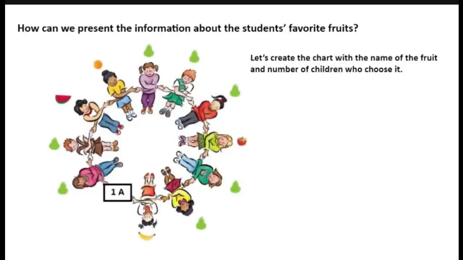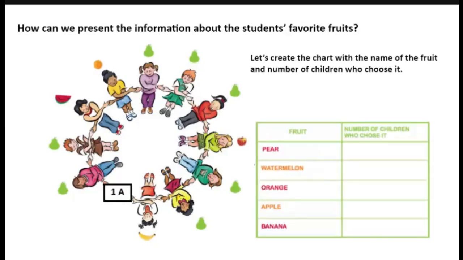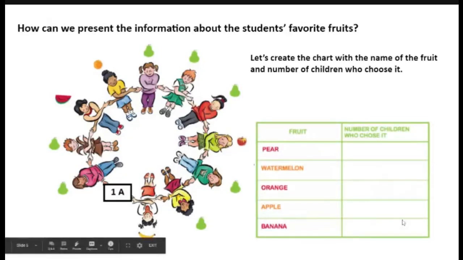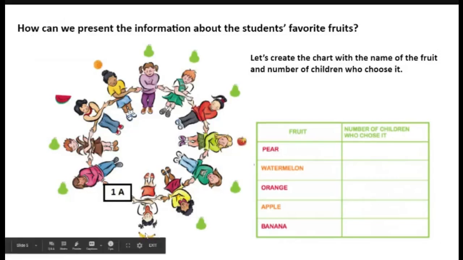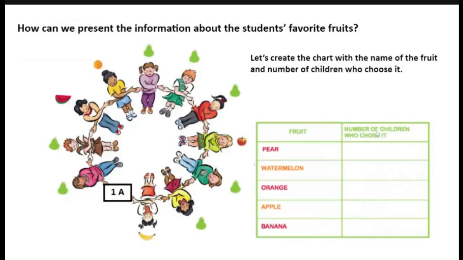Let's create the chart with the name of the fruit and number of children who choose it. So we have a chart. Here we have names of different fruits that kids in this class like. We have pear, watermelon, orange, apple, and banana. And now we need to write the number of children who like this fruit.